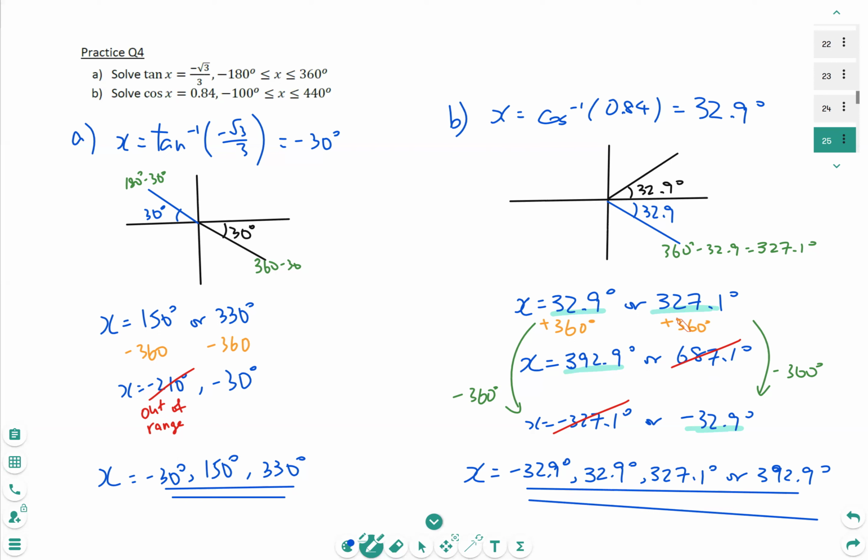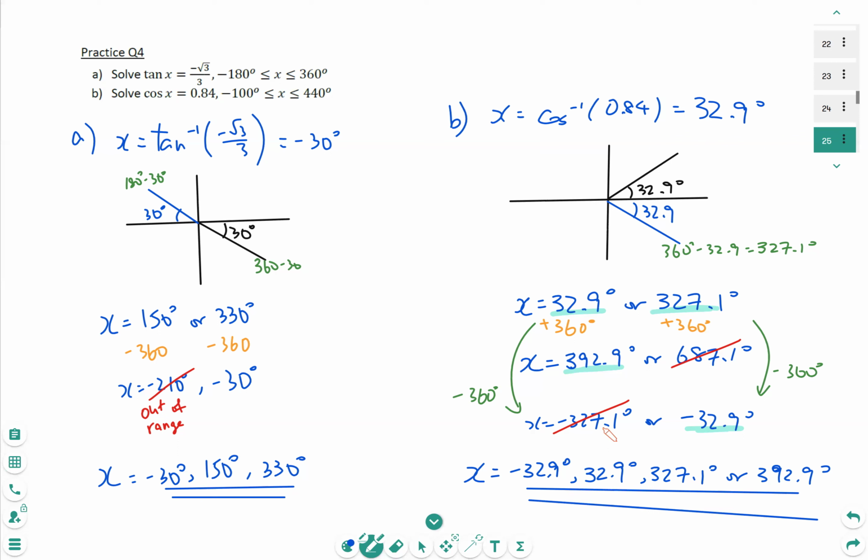This one, if you do your mental maths, 327 plus 360 is way beyond 440. So you don't have to show this solution. I'm showing this to you just to show you. You can work it out, but you don't have to. Just for teaching purposes. But in a real exam, you don't have to show this. If you do, you have to cross it out. You don't have to explain why, but you have to cross it out.